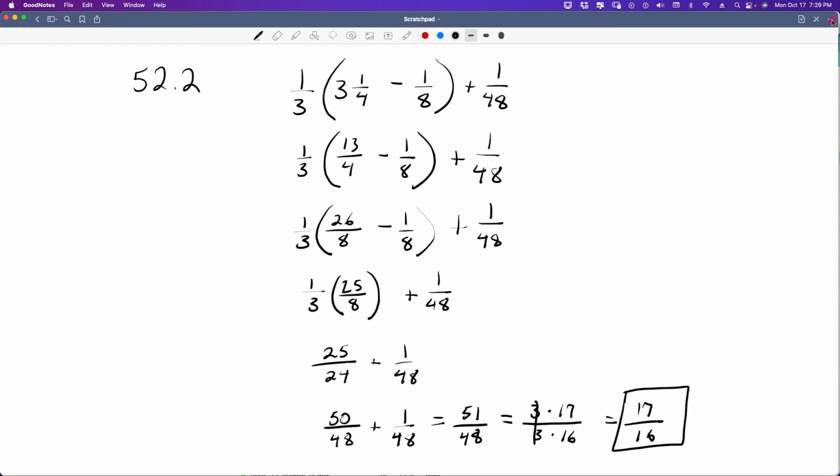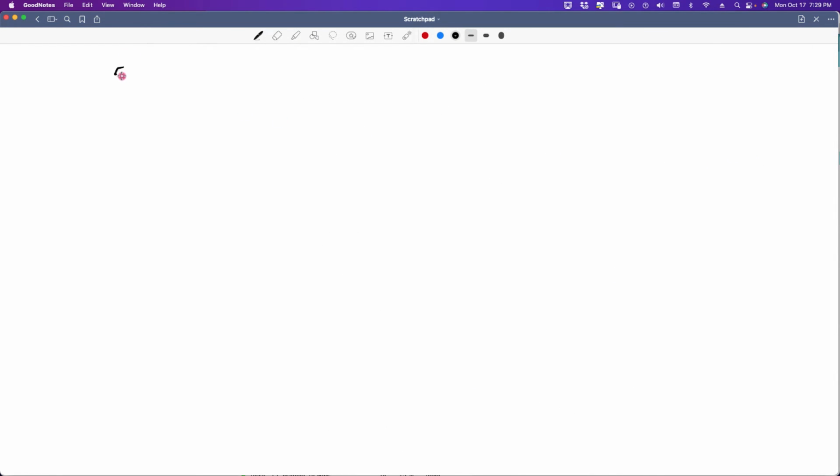All right, last problem. 52.3 tells us that we're going to simplify 2 over 5, then we have a square bracket, and then a parenthesis with 2 over 3 minus 1 over 6, plus another parenthesis with 1 over 3 plus 5 over 6, and then we close the bracket. So we're going to have 2/5 times whatever these things resolve to.